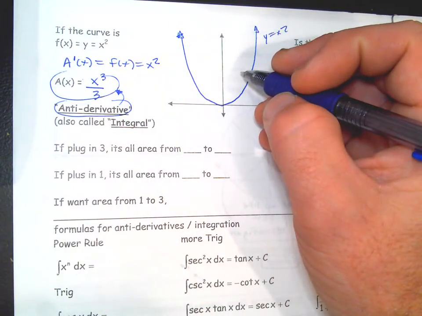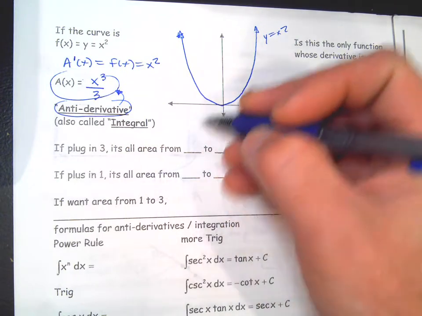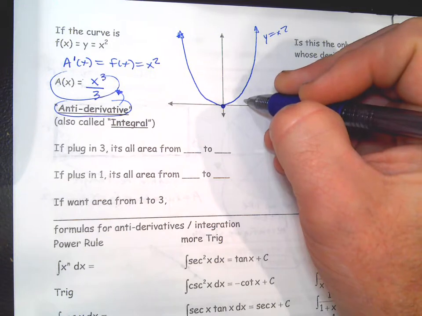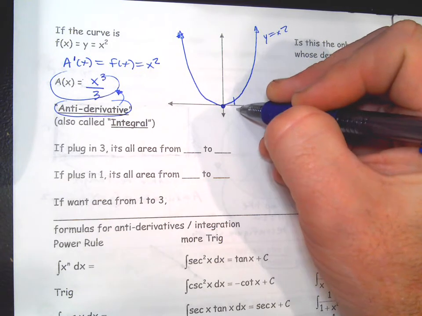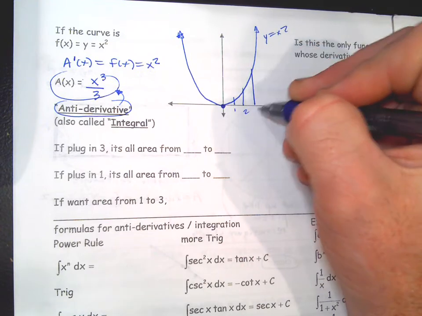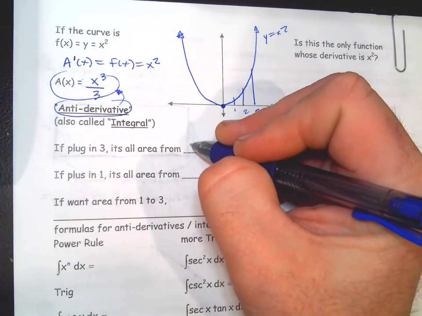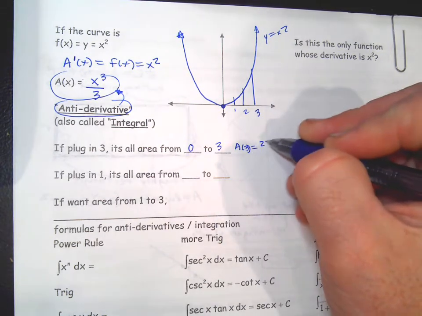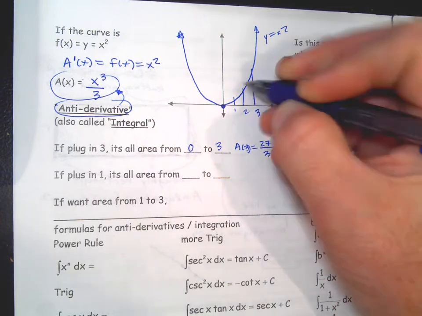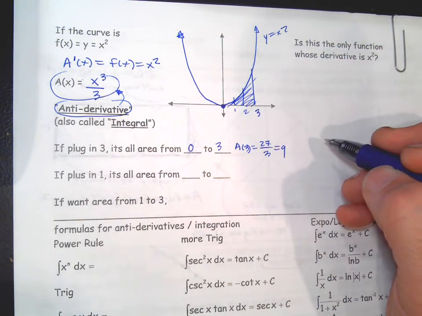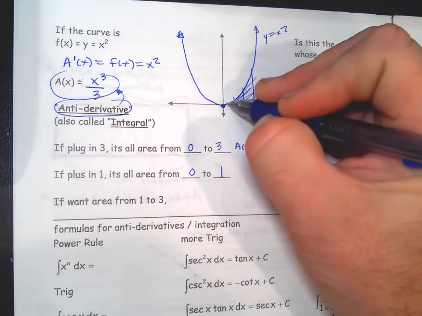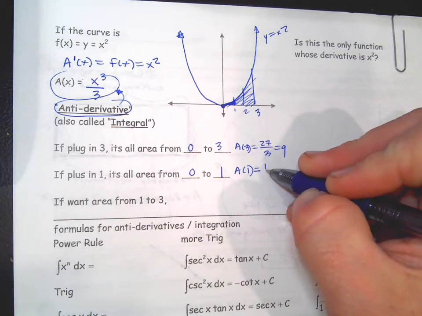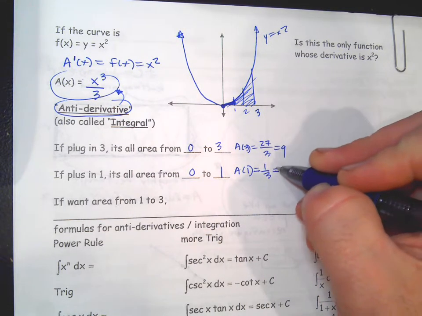Let's say if you plug in 3, now by the way, this formula is going to give you the area from 0 to whatever x value you plug into it. So if you plug in 3, it's going to give you the area from 0 to 3. 27 over 3 is 9. That's this area right here, okay? If you plug in 1, it gives the area from 0 to 1, just this area right here.